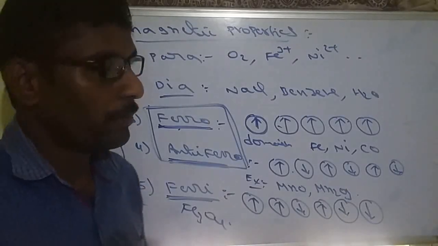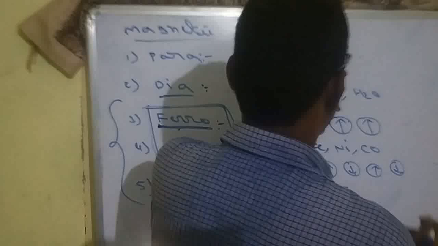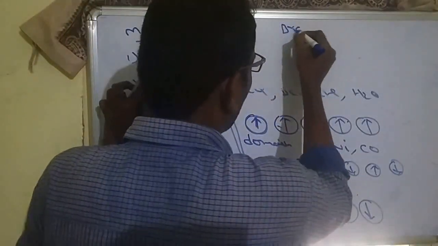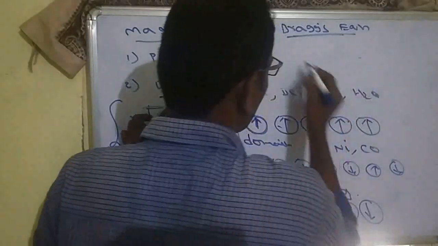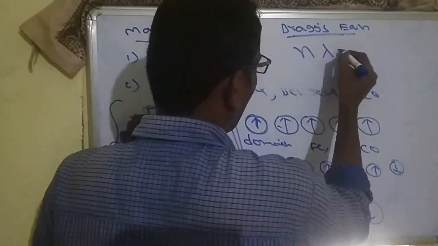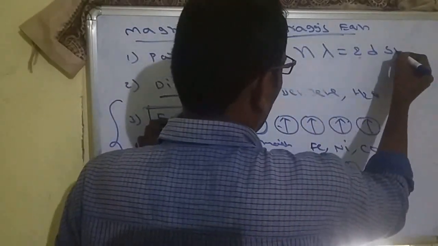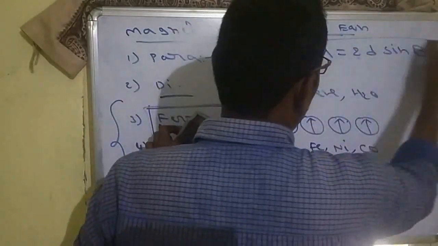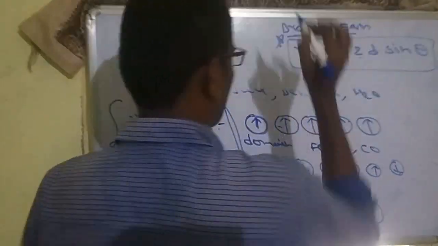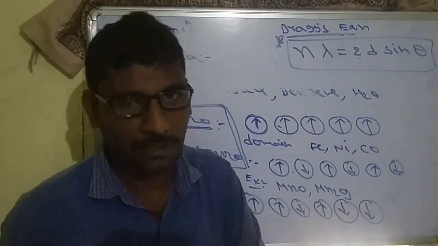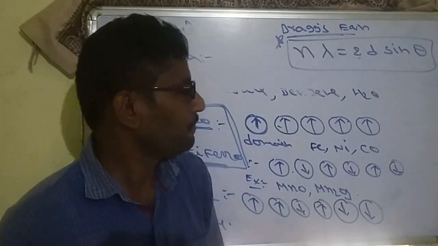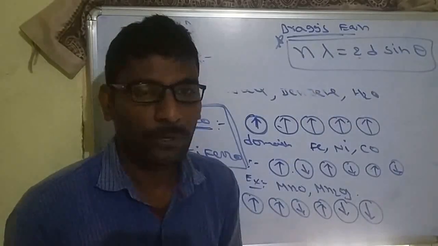Similarly, an important formula is there. So the formula is Bragg's formula or Bragg's equation. The Bragg's equation, n lambda is equal to 2d sin theta. Sometimes they will ask Bragg's equation also. Actually it is not in the syllabus, but in the GATE exam it can come. n lambda is equal to 2d sin theta.